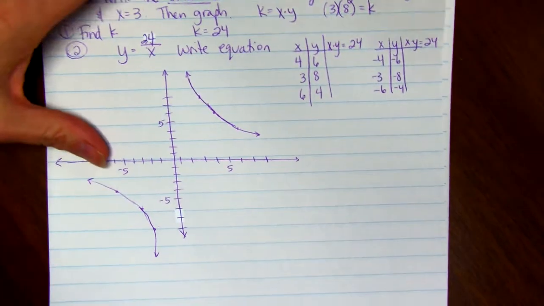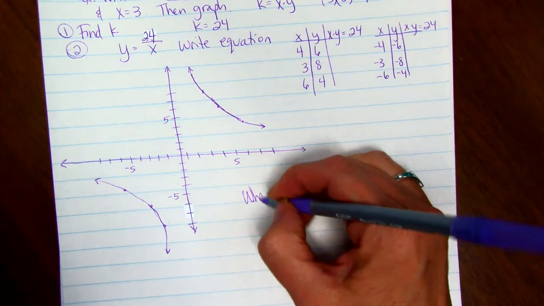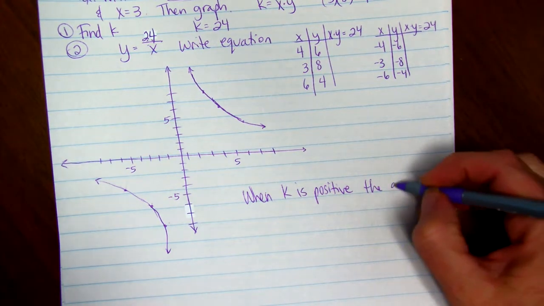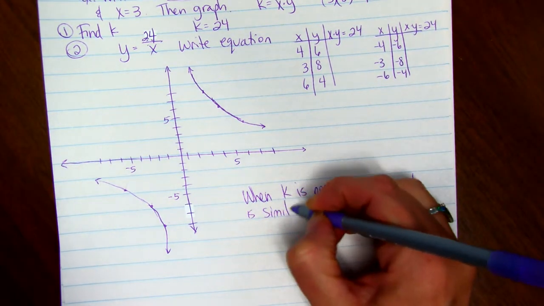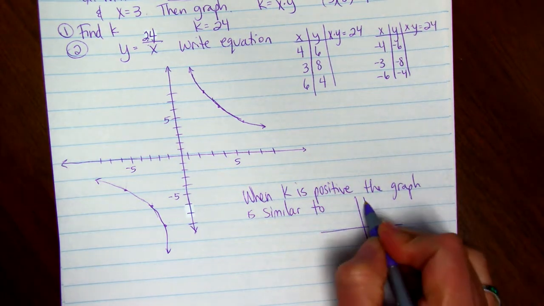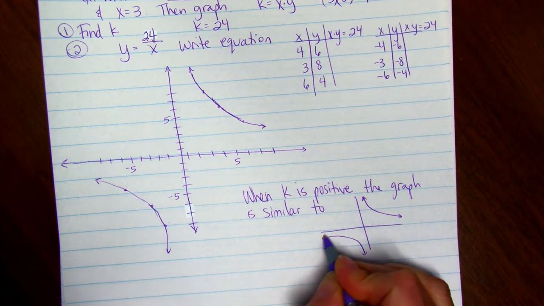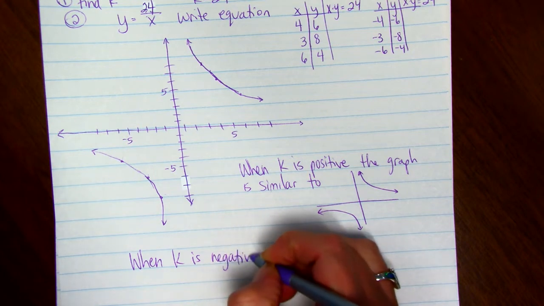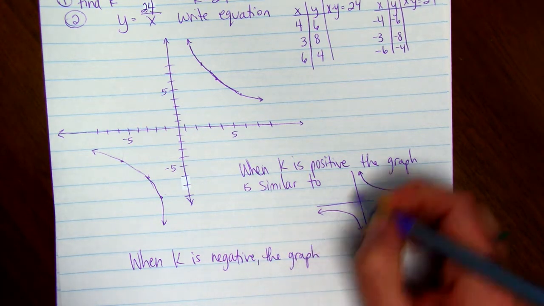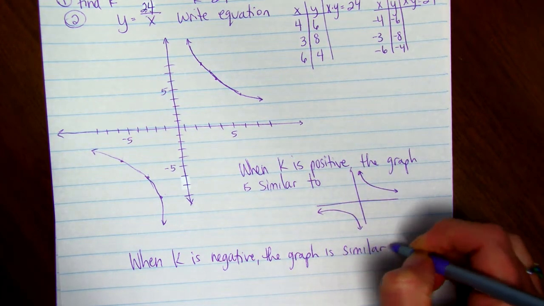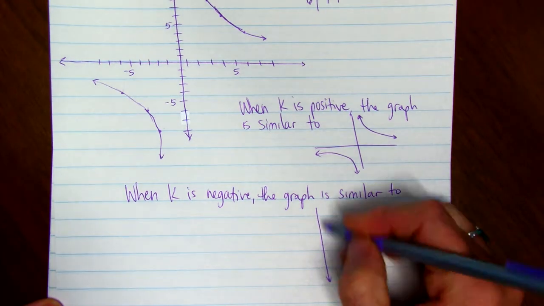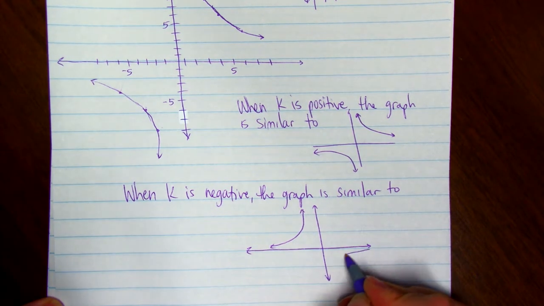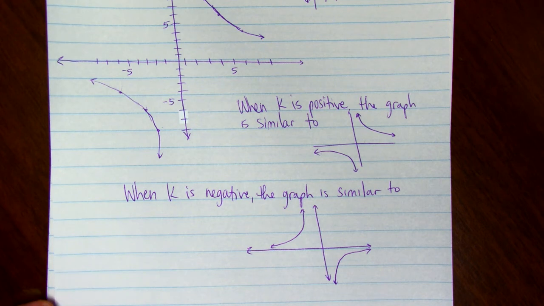Here's one thing just for your information. When k is positive, like the 24 up above, the graph is similar to this, where we have curves in the first and third quadrant. Now when k is negative, the graph is similar to this picture. We'll have those curvy graphs in the second and fourth quadrant. It's going to look kind of like this. And that's the end of the lesson.